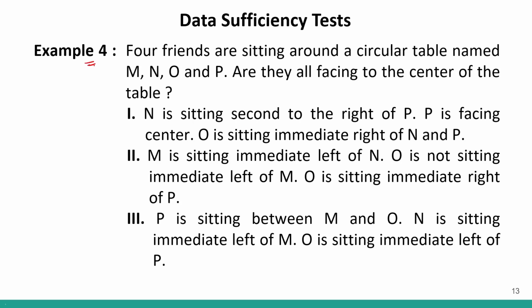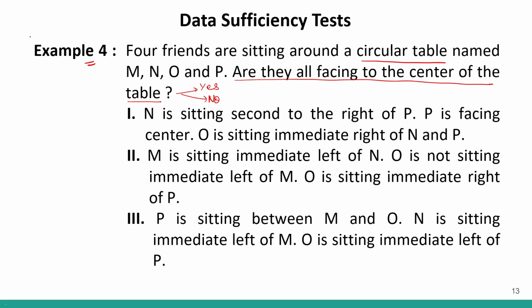Moving on to example number 4. Example number 4 says that there are 4 friends sitting around a circular table, and the names of the friends are M, N, O and P. We have to find out, are they all facing the center of the table? So again, this is a yes or no question. If we get a yes or a no, we can identify whether they are all facing the center of the table or not.